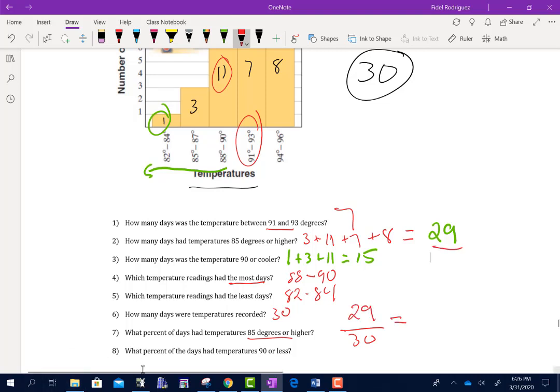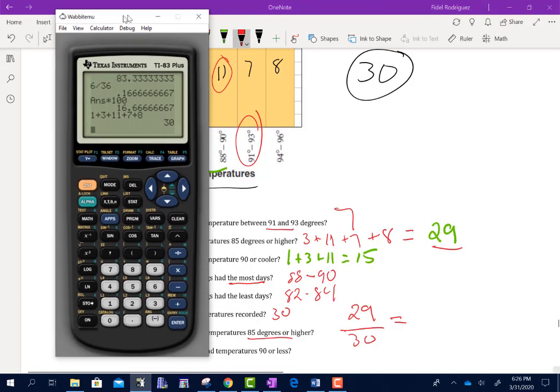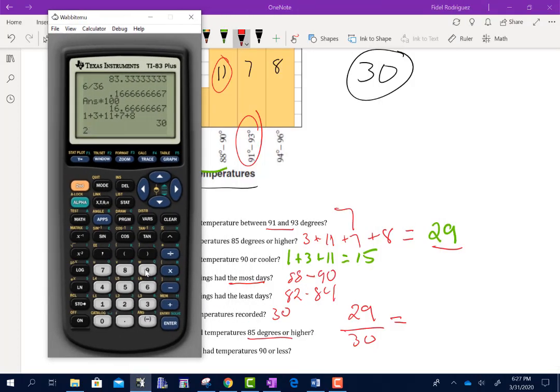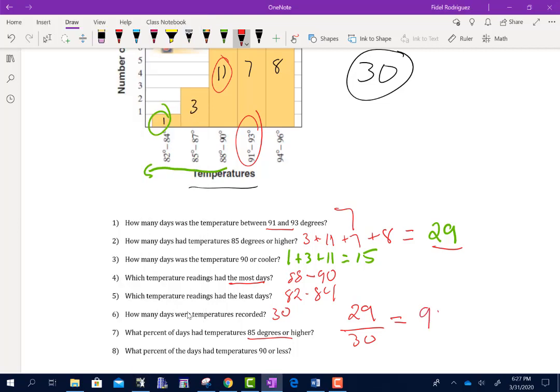Again, I'll use my calculator one more time. Let's move this over here. 29 out of the 30, and multiply it by 100. And again, I'll still round to the nearest tenth. So I'm going to say 96.7%.